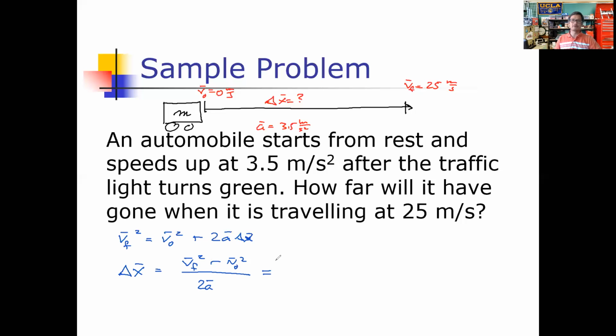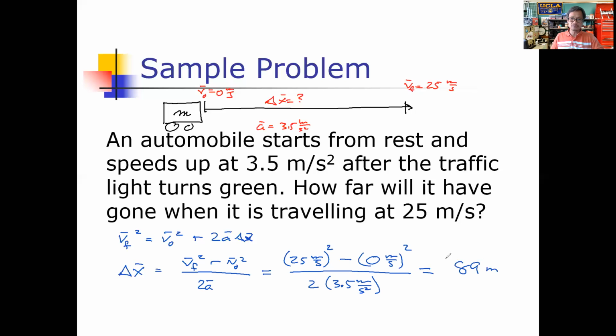At this point, folks, it's plug and chug. V final is given as 25 meters per second, and that's squared, so don't forget to square that, minus V initial, which is 0 meters per second, also squared, all over 2 times the acceleration, which is 3.5 meters per second squared. Plug those numbers into your calculator and you will get 89 meters. All the units will cancel out, 2 significant figures, and that is your final displacement.